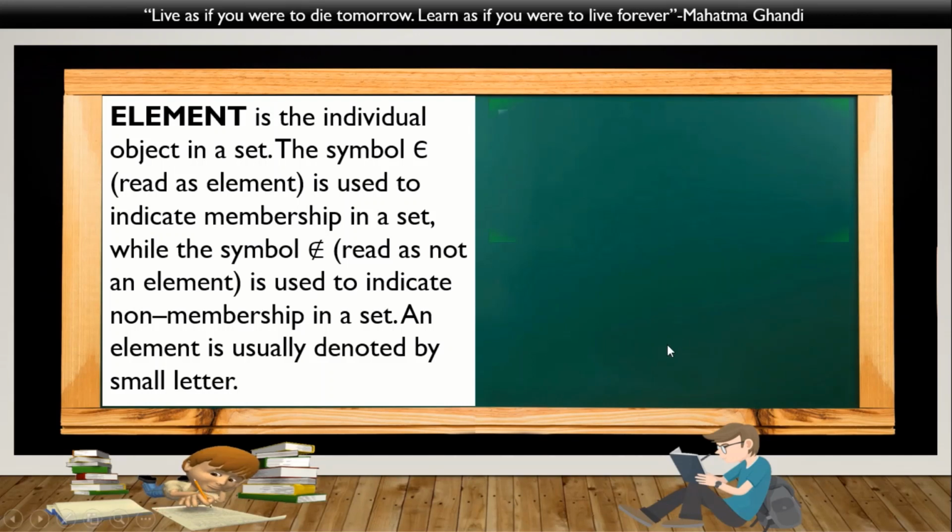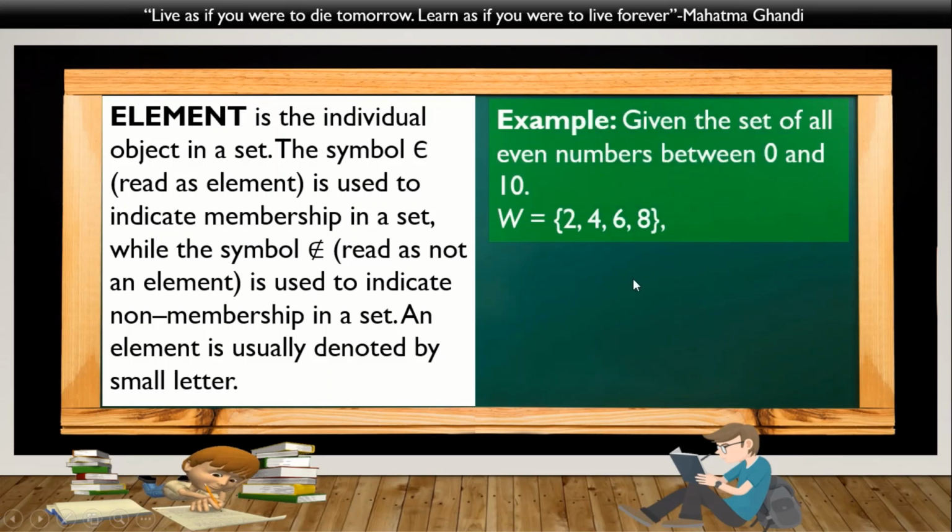Okay? So let us have an example. Given the set of all even numbers between 0 and 10, mga even numbers na between 0 and 10, let us name it set W. And the members are 2, 4, 6, and 8. Bakit? Sila ba ay mga even numbers? Yes. Sila ba ay in between 0 and 10? Yes. So ito ang mga elements ni set W.